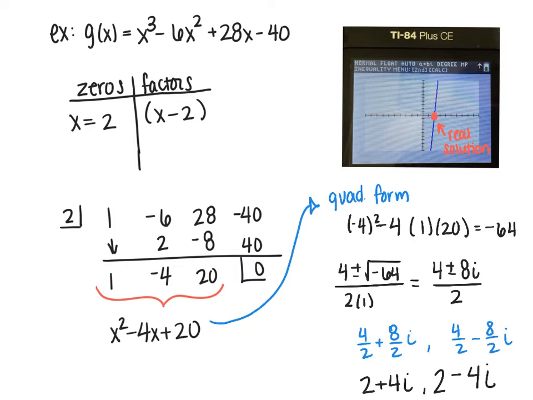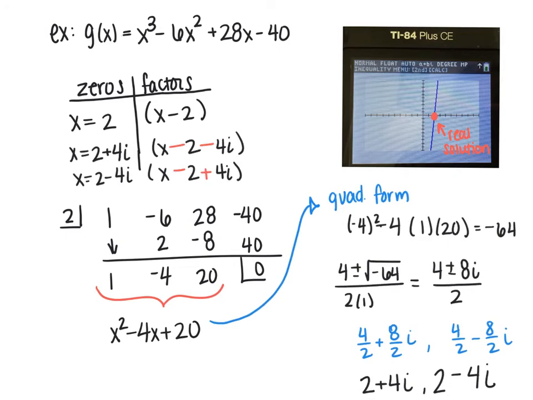So I'm going to take those. I now have zeros of x equals 2 plus 4i and x equals 2 minus 4i. Now the conjugate zero theorem says if you get one, you'll get the other. So the factors are going to be x minus 2 minus 4i and x minus 2 plus 4i. So it asked me for factored form.